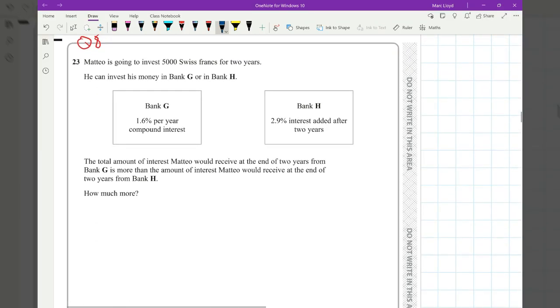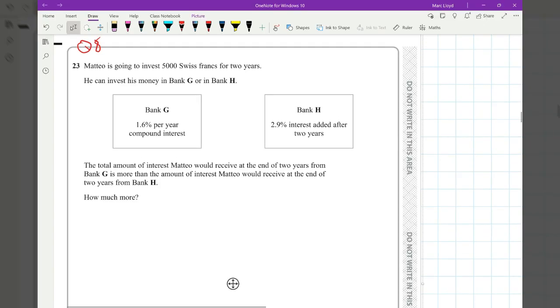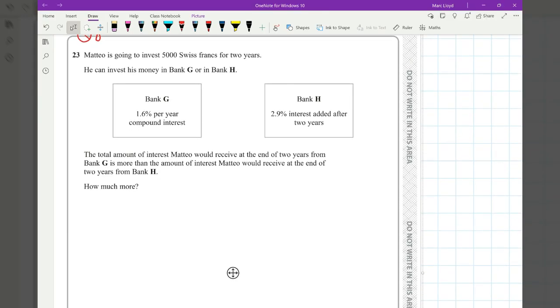Okay, question 8. Matteo is going to invest 5,000 Swiss francs for 2 years. Bank G, Bank H. Right. The total amount of interest Matteo would receive at the end of 2 years from G is more than H. How much more?